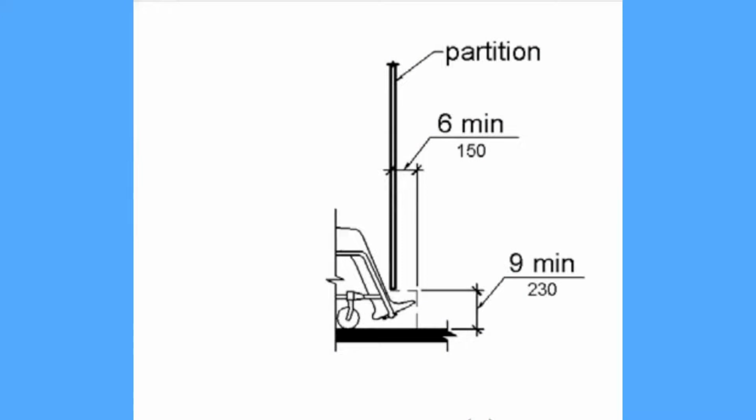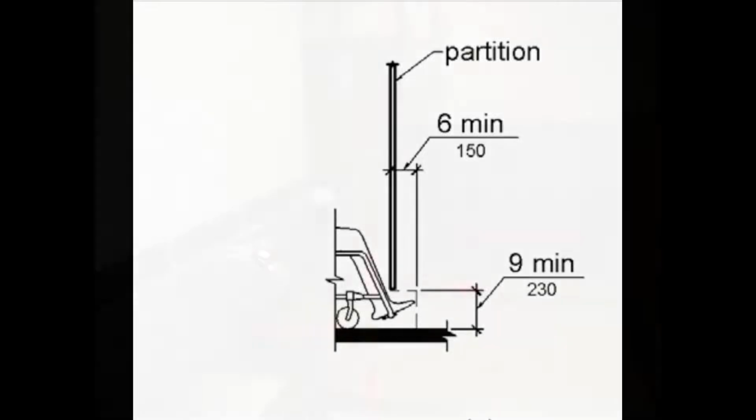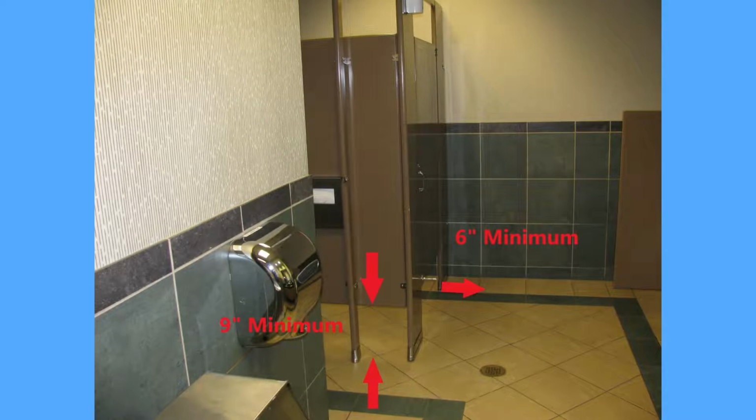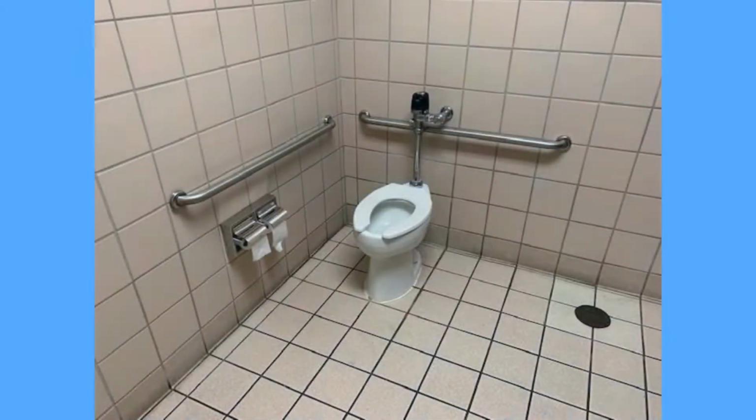The front partition and at least one side partition must have a toe clearance of 9 inches minimum above the finished floor and 6 inches minimum beyond the compartment face of the partition sidewall. Side and rear grab bars must be provided.